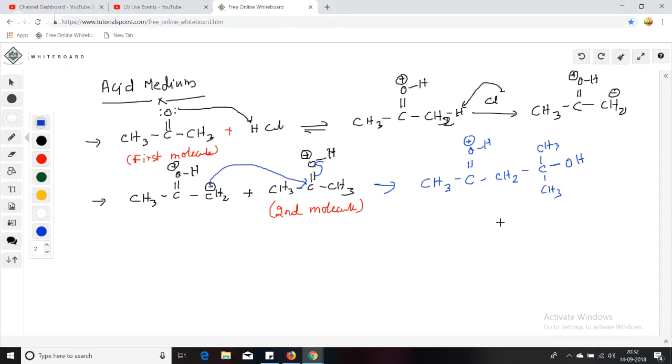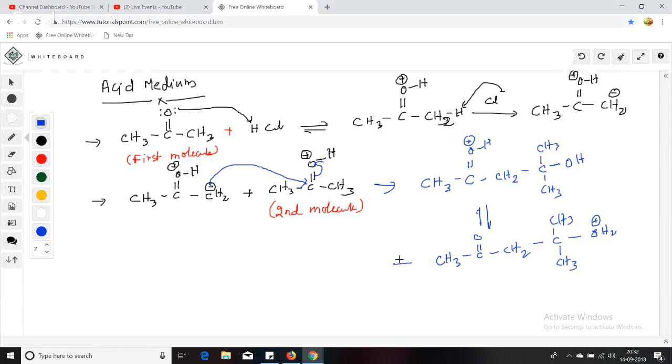Now again, what happens? Proton from this oxygen, because this oxygen is what? It is electronegative, less stable. This H plus comes out and comes onto this oxygen atom. So we can write this as CH3 C double bond O CH2 C CH3 CH3, and here we have OH2 plus.